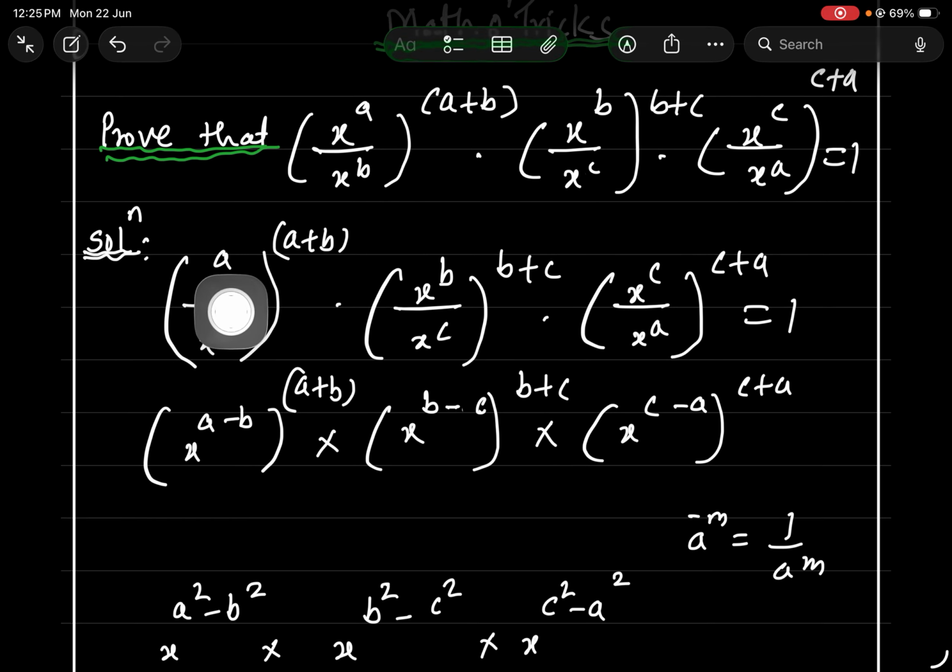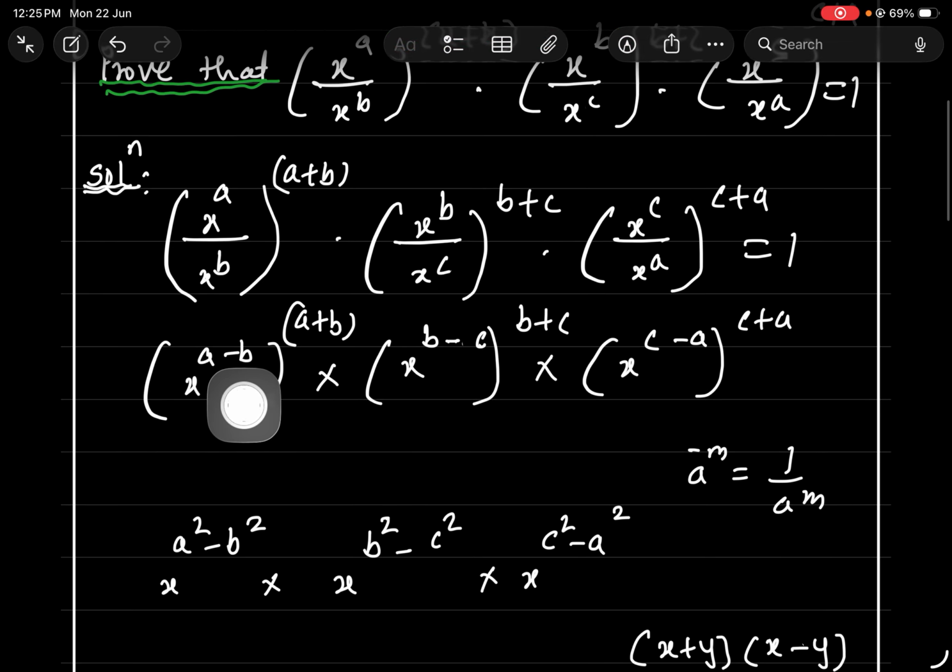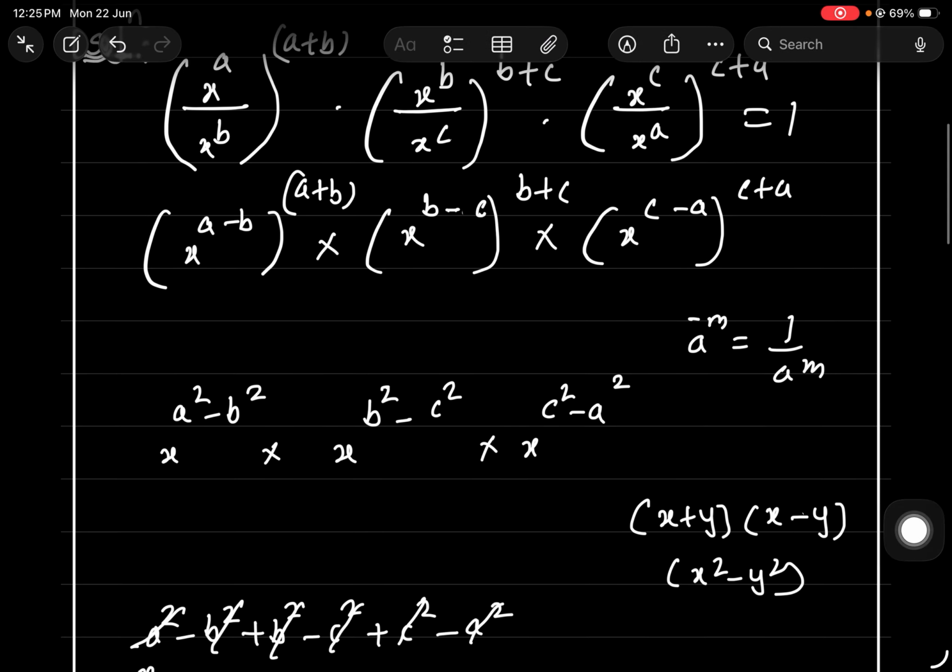Now here we have x^a and x^b. Since it is a division and the base is the same, we subtract the indices: (x^(a-b))^(a+b) · (x^(b-c))^(b+c) · (x^(c-a))^(c+a). Now there is again an index outside the bracket, so we multiply the indices. This is the law we use: (a^m)^n = a^(mn).